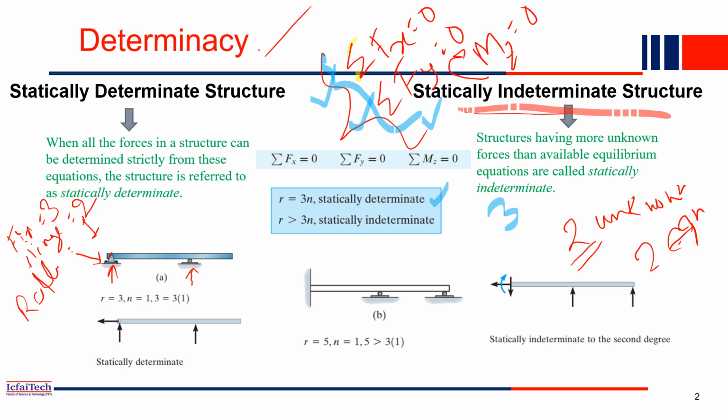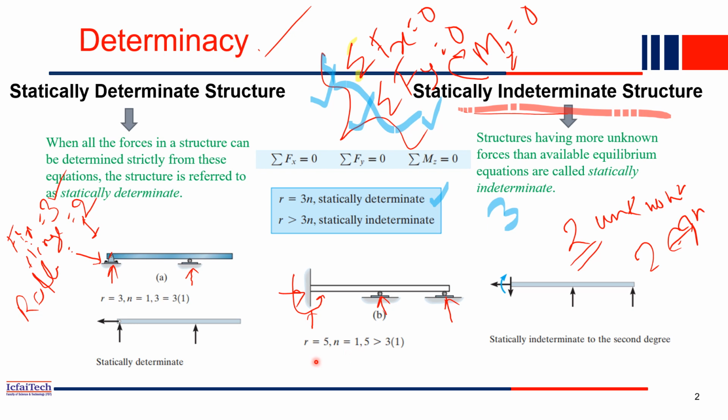Now if you see this beam, how many unknowns are there in total? This is a fixed end. Fixed end means we already have three reactions: one horizontal, another vertical, and an extra moment. So this fixed end has 3 unknown reactions. Now this one is a roller. Roller means 1, and here also 1. So fixed end is 3, here 1 and here 1. In total we have 5 unknowns. That's why R is 5. And what about N? It is a single beam, so N is equal to 1.